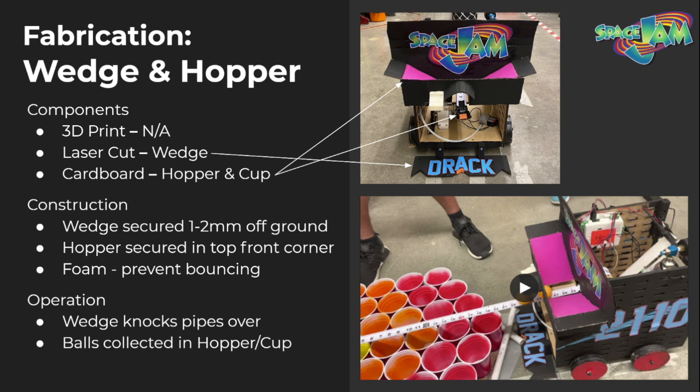The wedge on the bottom is laser cut out of thin balsa wood and then attached with some additional wood supports to the frame about 1 to 2 millimeters off the ground, just so it glides over. That helps the PVC pipes be knocked into the hopper, and then the stock items fall into the hopper as well. And you can see that in action in this video.